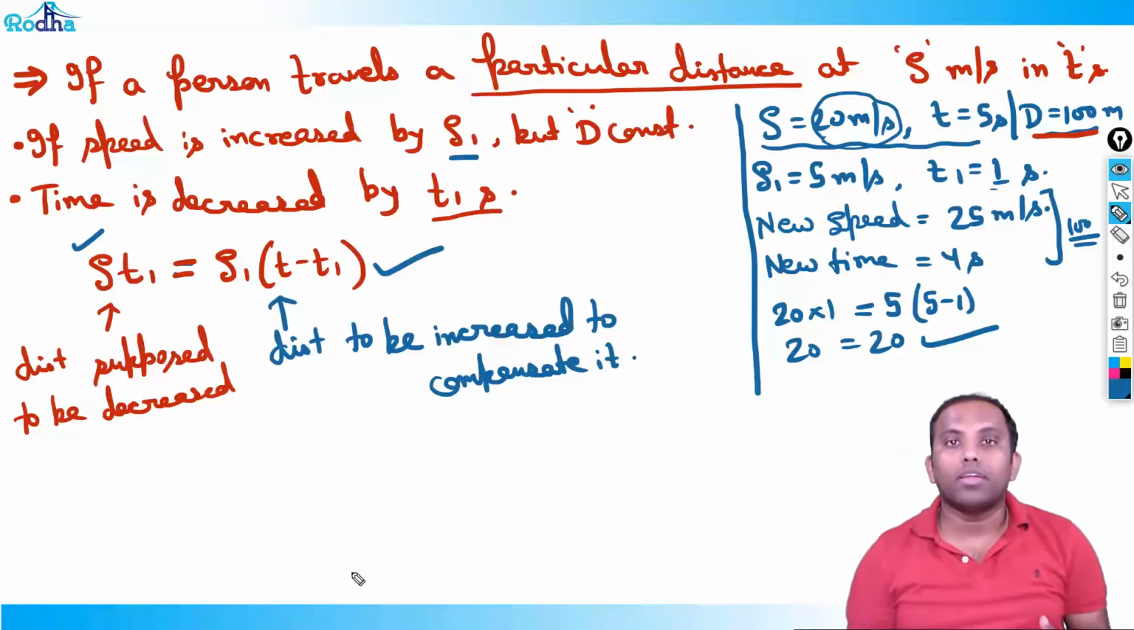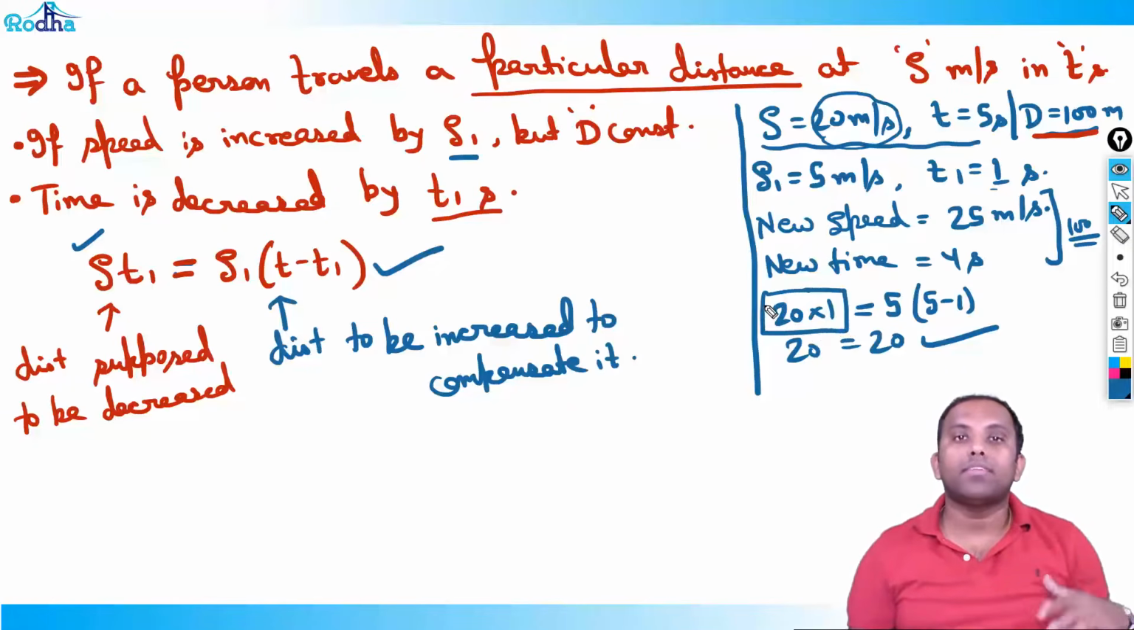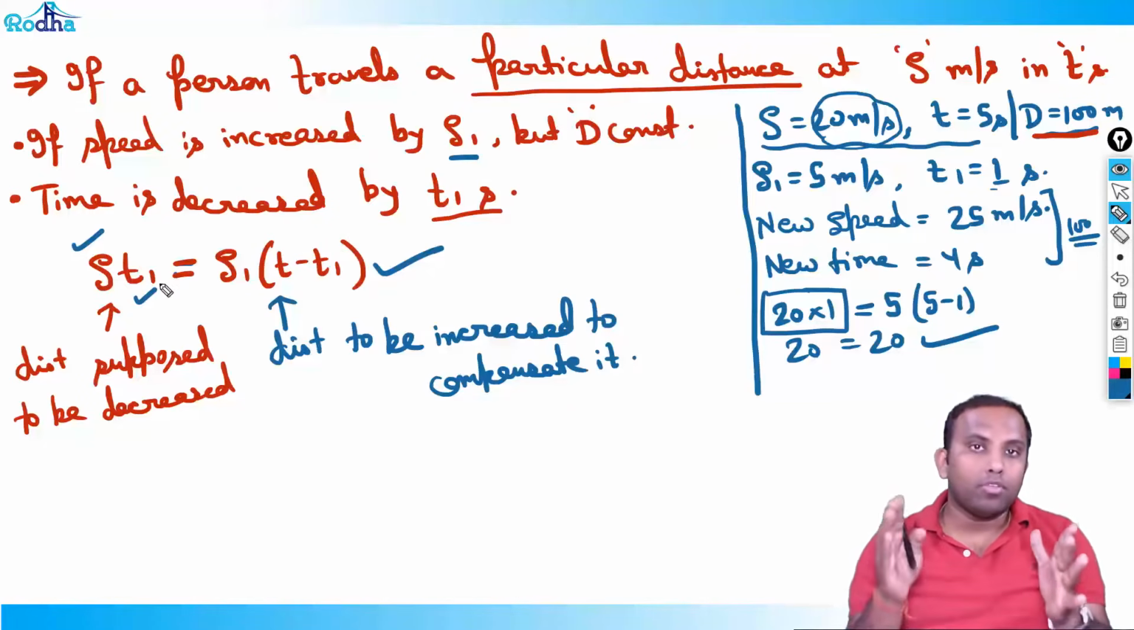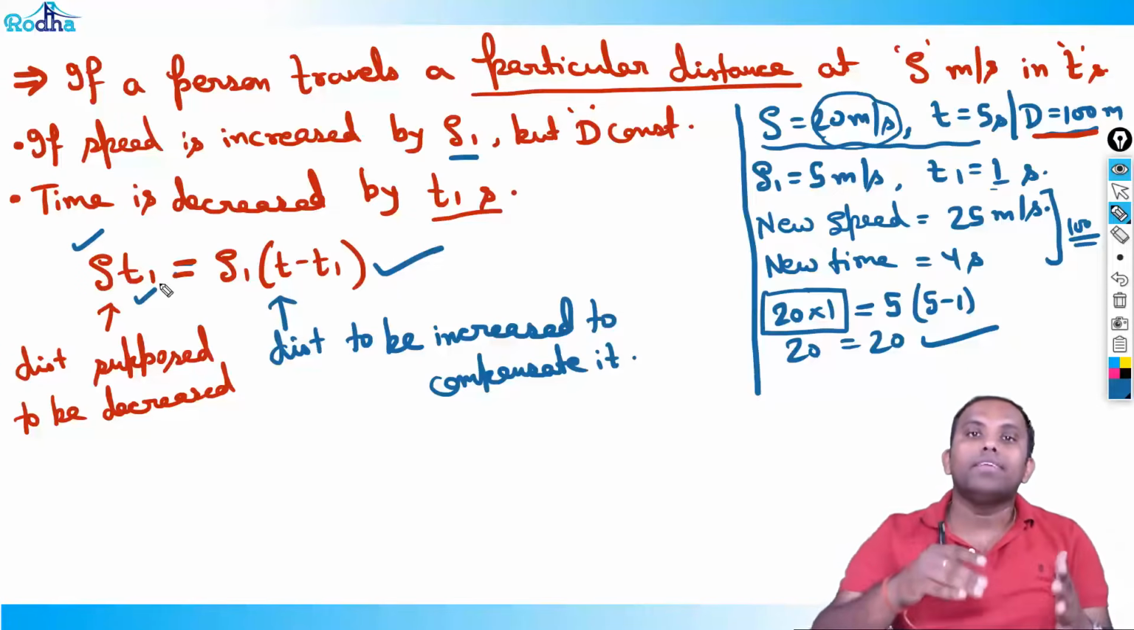S into T1. Okay. What I'm telling is, if time is reduced by 1 second, and distance is not reduced, so speed is not increased. If time is decreased by 1 second and speed is not increased, so distance will be decreasing by how much? 20, at the rate of 20 meter per second for 1 second. That is 20 meters. Okay, but distance has not been decreased, right? By decreasing time also, distance is same. Why distance is same? Because this decreased distance is compensated by increasing the speed.